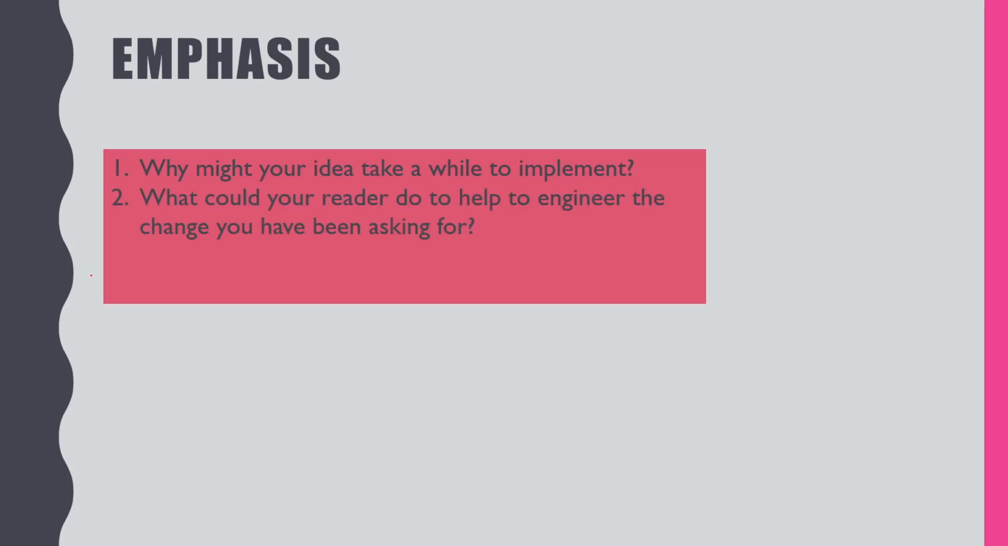After you've got that answer, you think, what could your reader do to help engineer the change you have been asking for? So whatever you're talking about in your article, what could they do? Think of a few things they could do. Out of those things that they could do, what would be the most important? And then you emphasize that one thing. And that's why it's called emphasis.